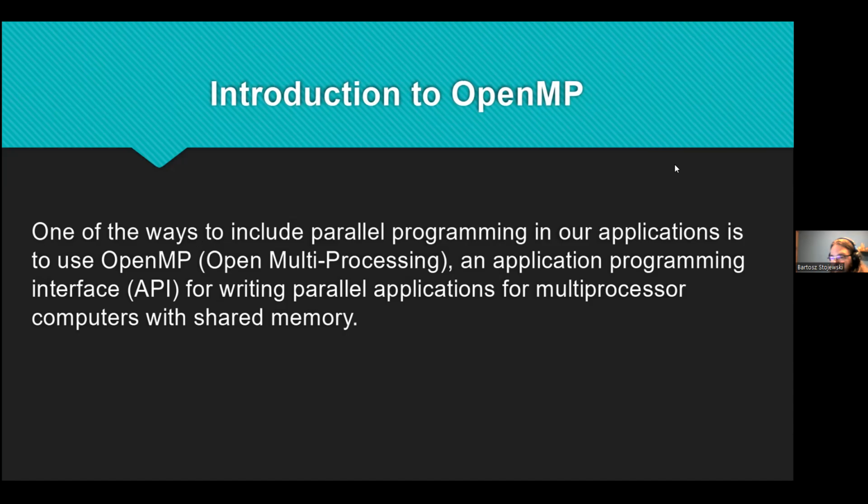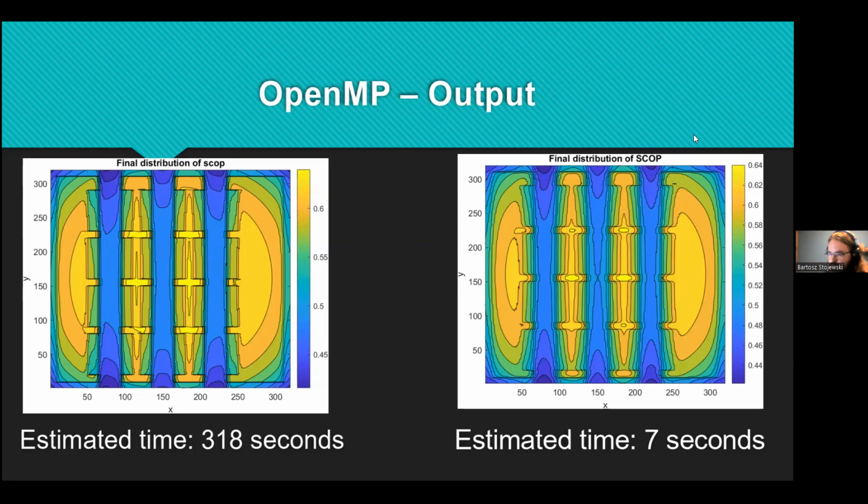And here is the output of a Matlab sequential program presented on the left, and an output of a C++ parallelized program on the right. On the bottom, we have estimated simulation time. You can see that by parallelization of the program, we achieved results much faster.